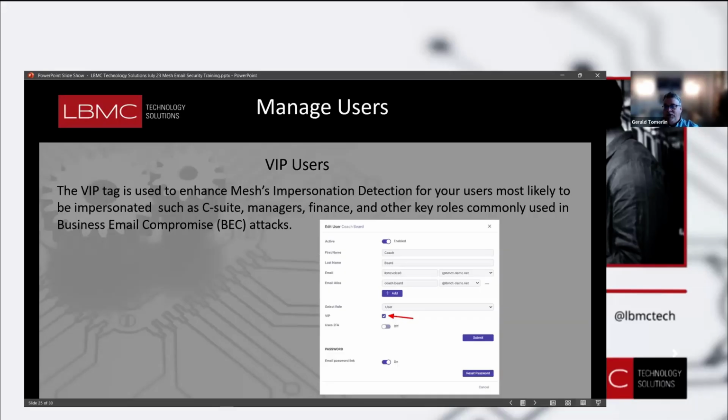And to do that, you would go into the edit users screen that we saw a minute ago. As you can see, it's the same screen. Here's where the email password link is, at the bottom. And you would just select that checkbox there that says VIP. And that will let Mesh know, hey, this particular user is very important.